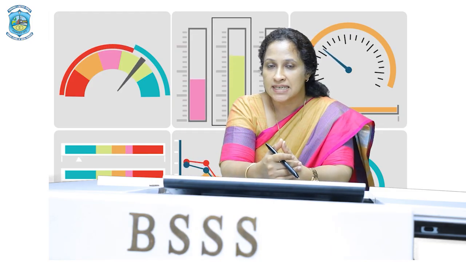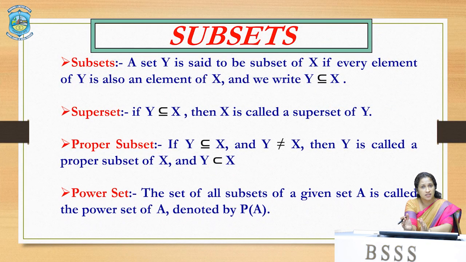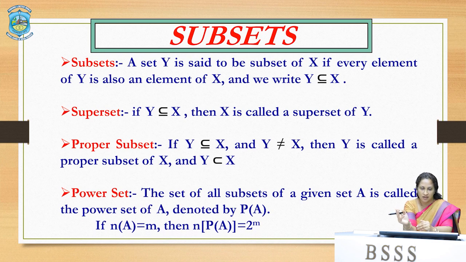Continuing with power set. Now, what is power set? The set of all the subsets is called the power set, and generally the formula to calculate the number of elements of the power set is 2 to the power of n. We will take up an example later to help you understand how to calculate the power set.